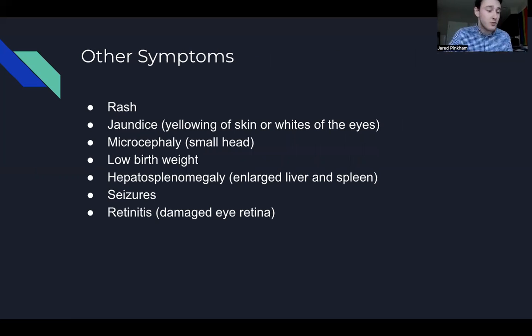So some other symptoms to look out for that are not specific to the ear are a rash, jaundice, which is yellowing of the skin or whites of the eyes, microcephaly, which is a tinier head, low birth weight, enlarged liver or spleen, history of seizures, or retinitis, which is a damaged eye retina. So when you see a child who's about a year old and is expected to have a hearing loss, the child's not hearing great, you could ask the parents if they have a history of any of these symptoms, and that can give you a better idea if they have CMV.